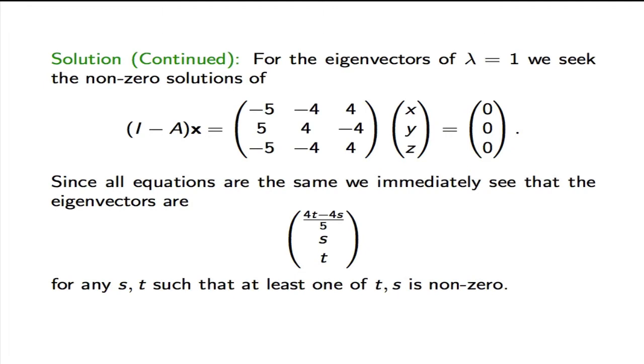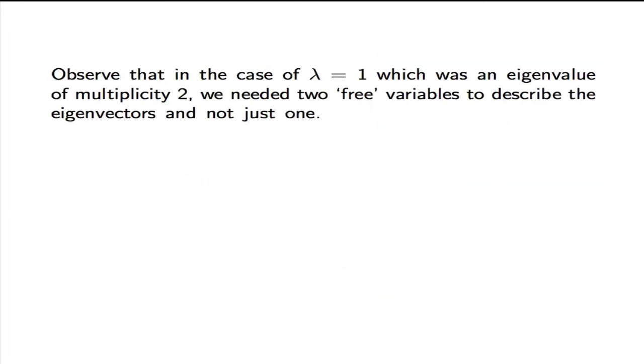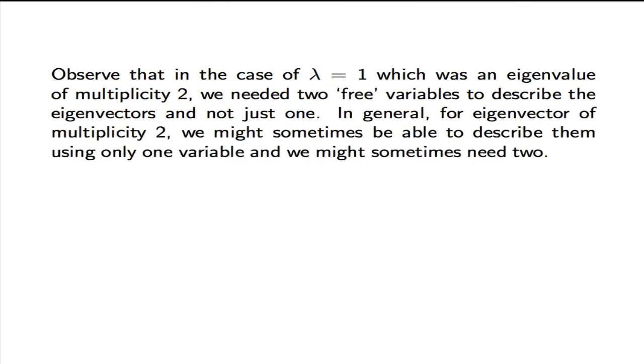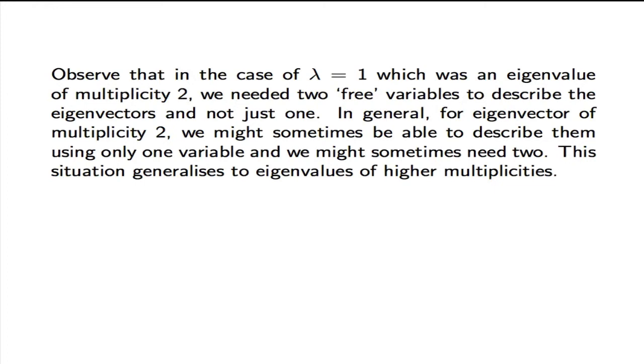And of course, because we are looking for non-zero vectors, this is for any s and t for which at least one of them is non-zero. Observe that in this particular case of lambda equals 1, which was an eigenvalue of multiplicity 2, we needed two free variables to describe the eigenvectors, and not just one. And in general, for eigenvalues of multiplicity 2, we may sometimes be able to describe them using only one variable, but sometimes we might need two. And this situation generalizes to eigenvalues of higher multiplicities.